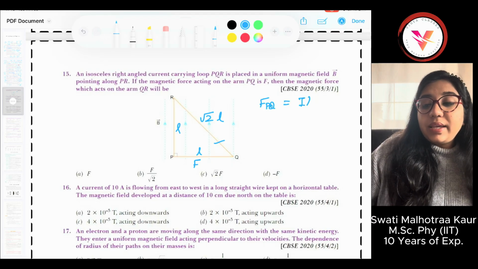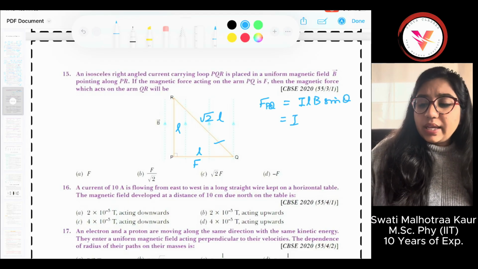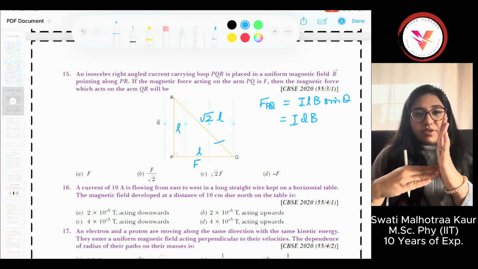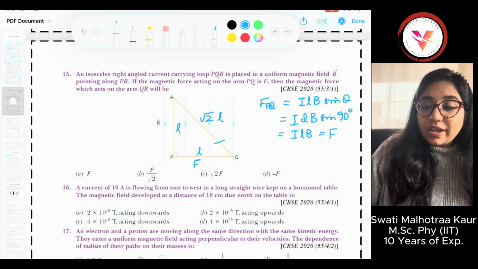Now, if you have to calculate the force across PQ, then it is ILB sine theta. Let the current be I, which is the same in all the arms. L is L, B is B, and theta is 90 degrees because the magnetic field and PQ are perpendicular to each other, and it becomes ILB, which is equal to F.